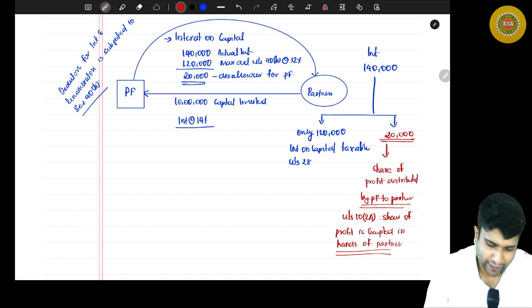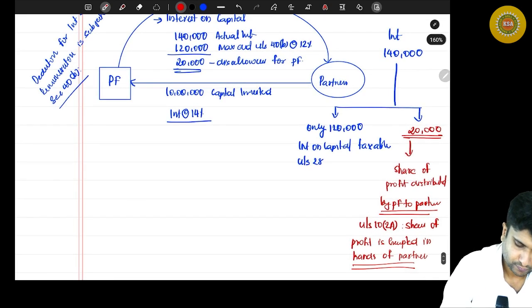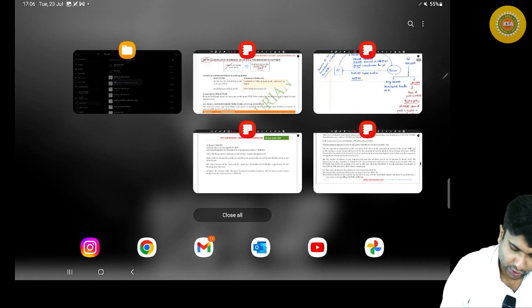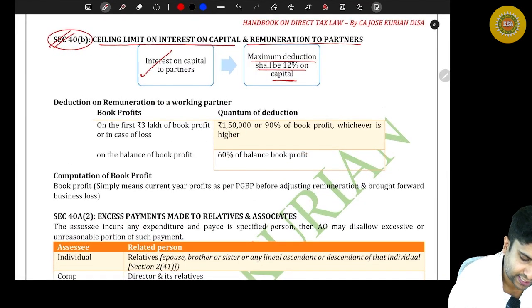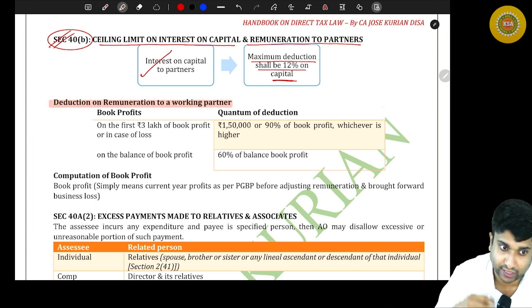Yeah, so friends, listen. Likewise, there is one more thing that they're saying. Can you read the next heading? Deduction on remuneration to the working partner. So let's understand.